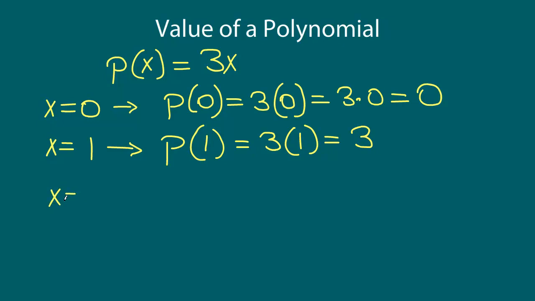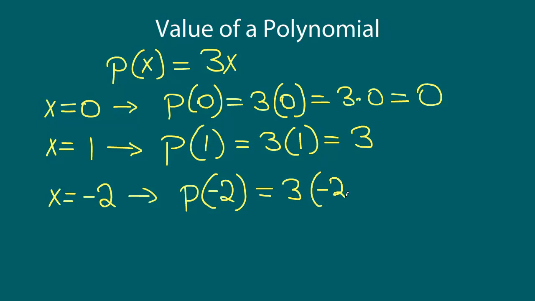What about, let's take one more, x equals minus 2. What is the value of the polynomial at x equals minus 2? So here we will have p(-2), right? Wherever we have x, we put minus 2. So 3x, and instead of x we put minus 2. So this is 3 times minus 2, which is minus 6. So this is how we find the value of a polynomial at a certain value of the variable.